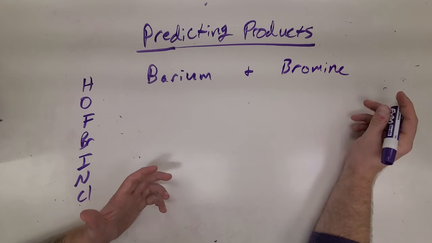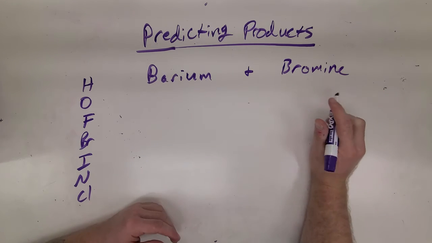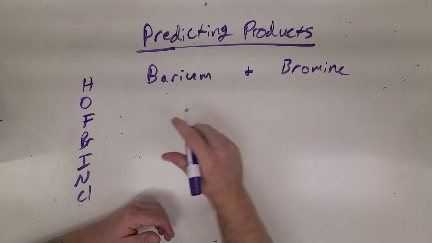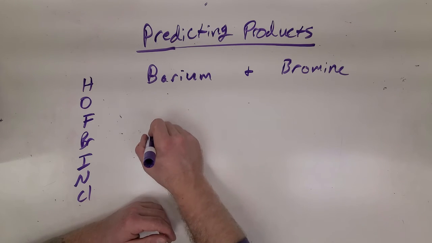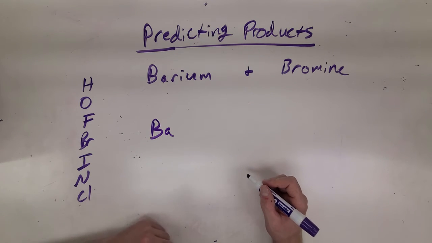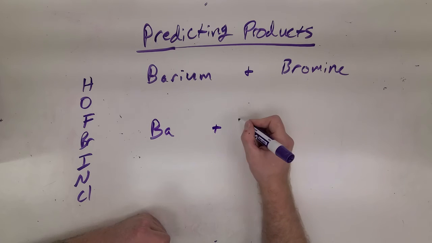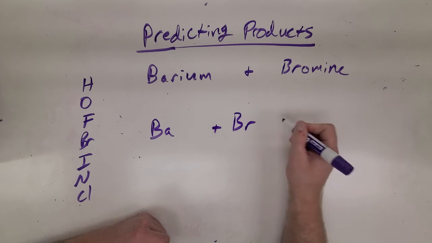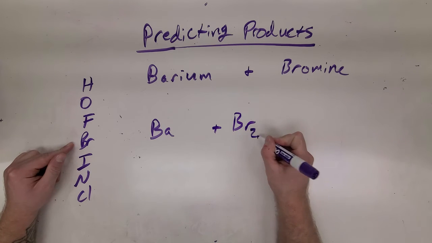Okay, let's take a look at what a chemical reaction between barium and bromine would make. It's going to have those two in it. So we will write barium. The symbol for barium is Ba. That is not one of our Hofbrinkel, so we will just keep going. Put a plus sign there. Bromine, Br is the symbol for bromine, and that is one of our Hofbrinkel, so we'll write the 2 there.